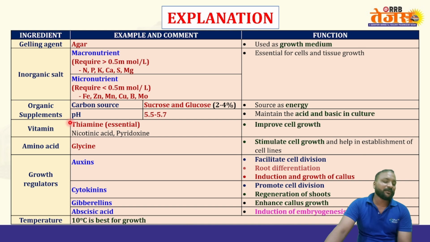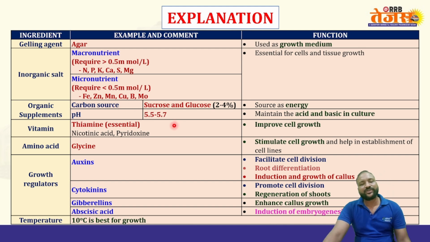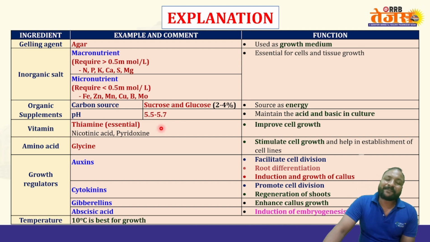Whereas organic supplements like a carbon source, to give that required amount of carbon source, we need to add sucrose or glucose, because sucrose or glucose are carbohydrates. The carbohydrates consist of carbon, hydrogen, and oxygen in their functional group, so the carbon is rich in carbohydrates. So the examples of carbohydrates are sucrose and glucose for the carbon source. The pH for the plant cell culture is 5.5 to 5.7 here.